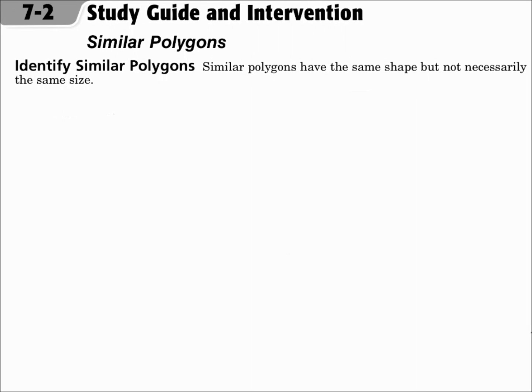This is lesson 7.2, Similar Polygons. Your objectives are to use proportions to identify similar polygons and to solve problems using the properties of similar polygons. Similar polygons have the same shape but not necessarily the same size.